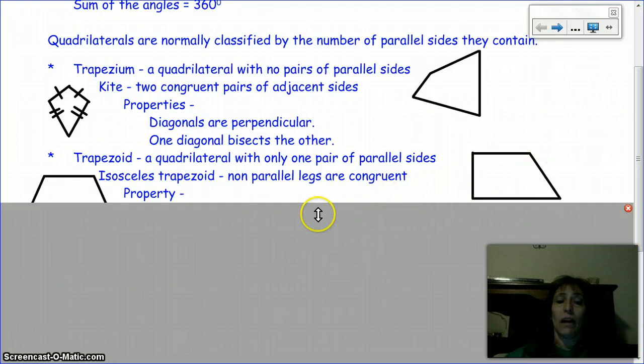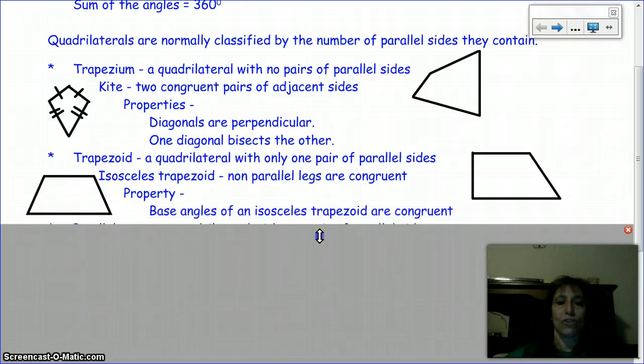Now, the one on my left is an isosceles trapezoid. This is the one that you see most of the time. An isosceles trapezoid has non-parallel legs that are congruent. So this left side is the exact same length as this right side. And their base angles are congruent. So let's say, for instance, this one down here is 60. Then this one over here is also 60.